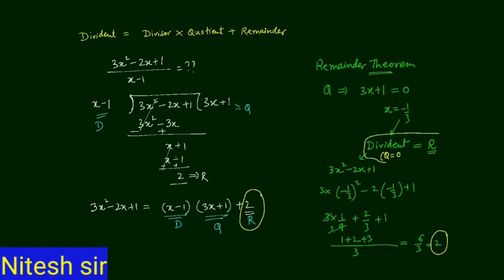It means whatever value of x we put in the given polynomial, we will get the same remainder that we get by the long division method. So the remainder theorem explains shortly how we find the remainder without using the long division method.